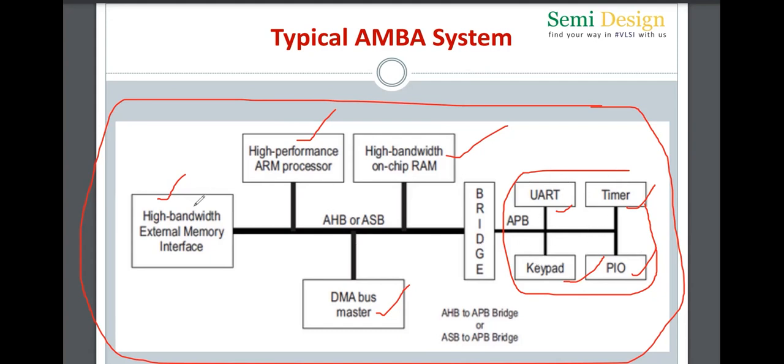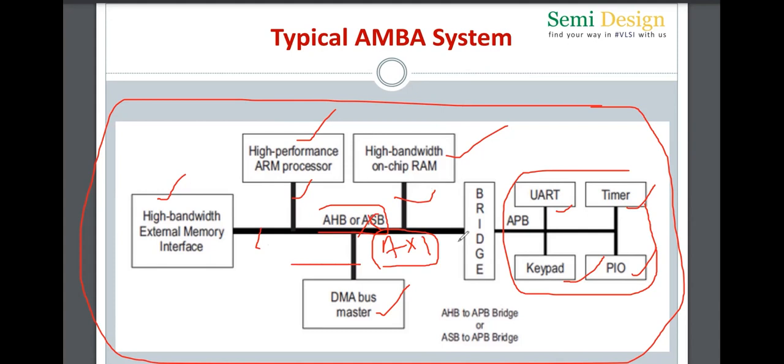For connecting the high performance things, we use AHB or ASB. At present we don't have ASB in industry, we use AXI. For connecting high performance things like graphic processors or cores, and high bandwidth things, we use the AXI protocol. These black things are the interconnects.